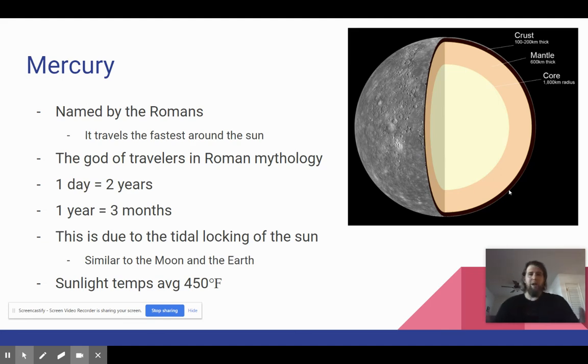But 1 year on Mercury would only take 3 months. So therefore, it is going around the sun really fast, but it is just rotating super, super slow. Sunlight temperatures there average 450 degrees, so not a very pleasant day.